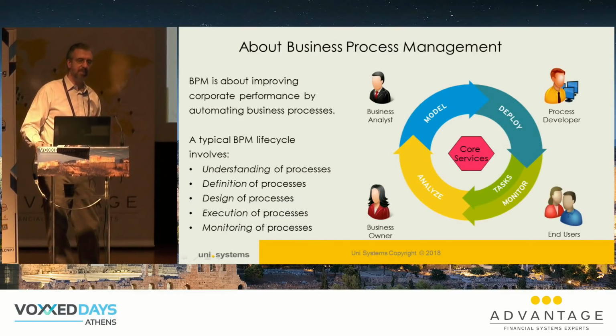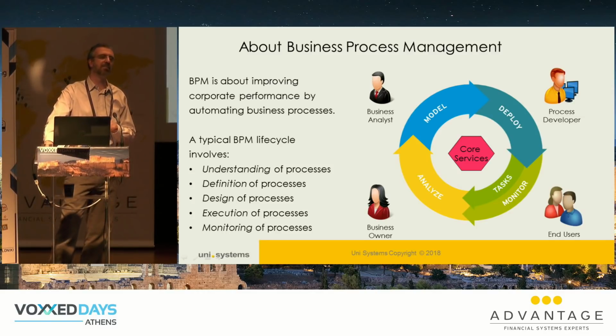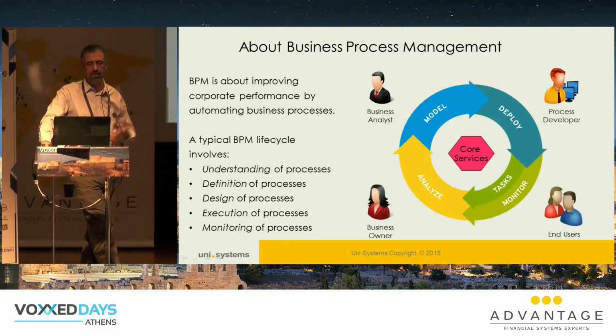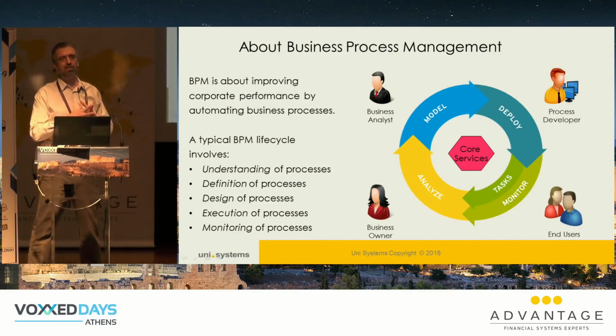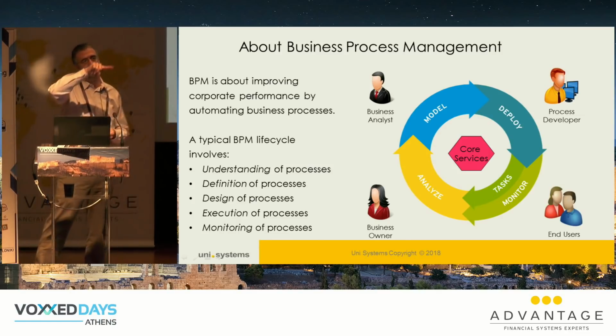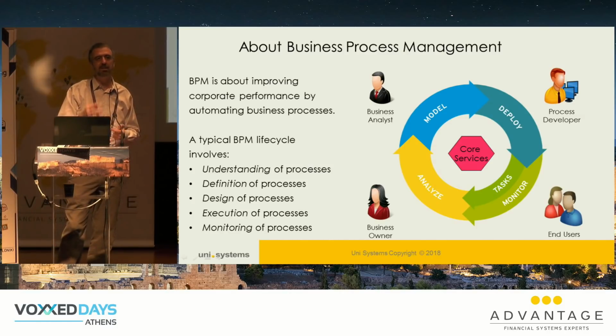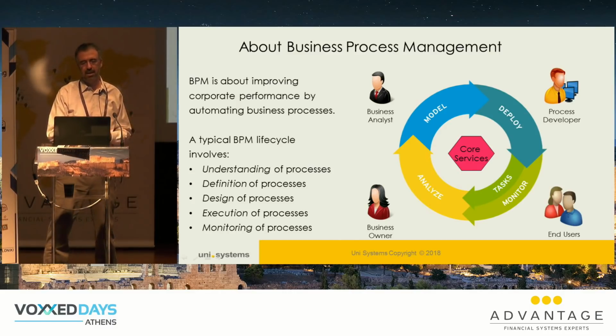Moving on, the third pillar, business process management. BPM is about improving corporate performance, which is a very theoretical approach, by automating business processes. Typically when we talk about BPM, we are talking about understanding what the process is about, defining the process, designing, executing, and monitoring. It's a cycle, and it feeds back, in the sense that when you monitor your process, you understand what improvements you need to make, and then you have a next cycle.